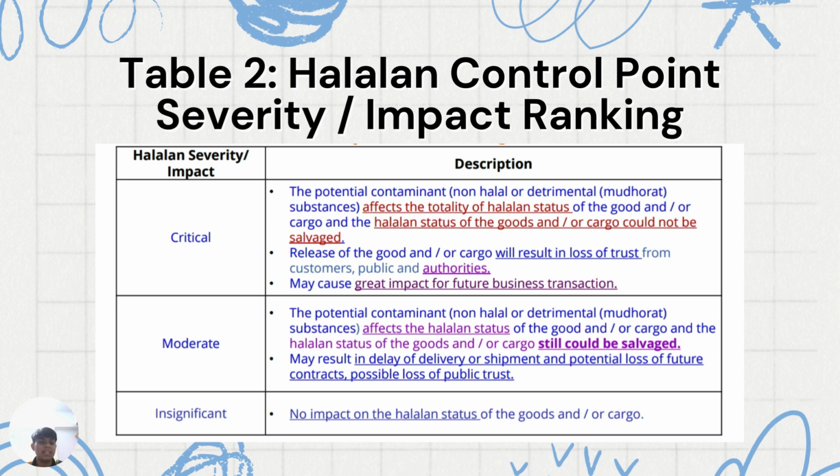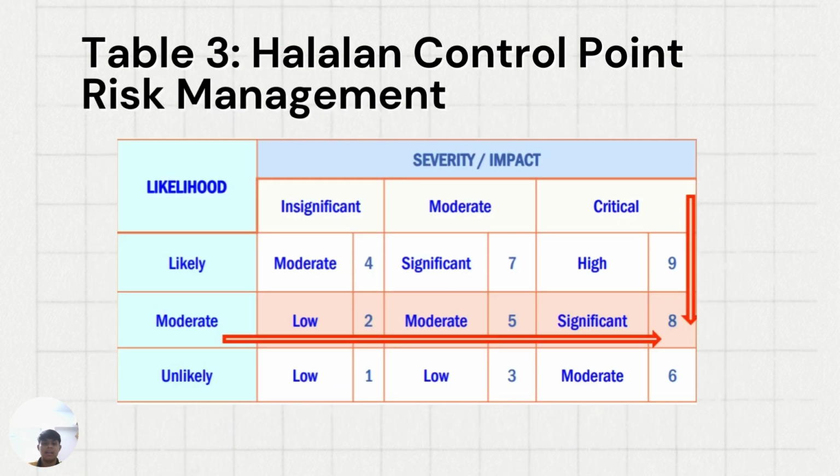Only toyiban aspect, which is in the quality. Now we move to our next table, which is table 3, Highline Control Point Risk Management. As you can see the arrow, the way to read this is if I take the mixing, the likelihood of the mixing being haram, sorry, my computer, okay. The likelihood of the haram thing happening in the mixing process is moderate.